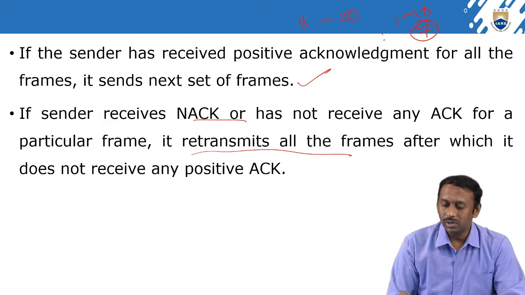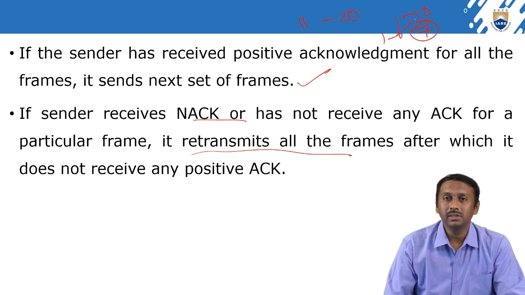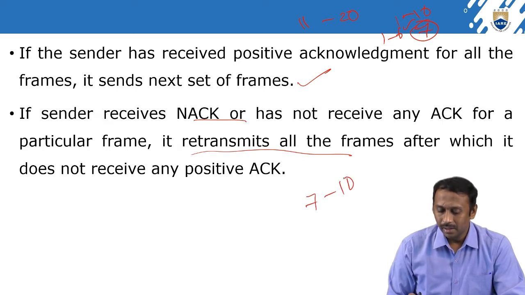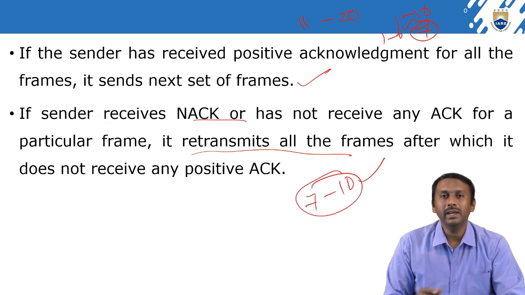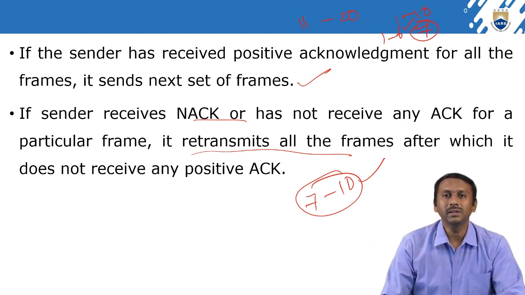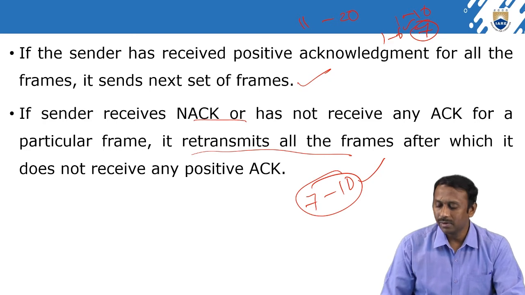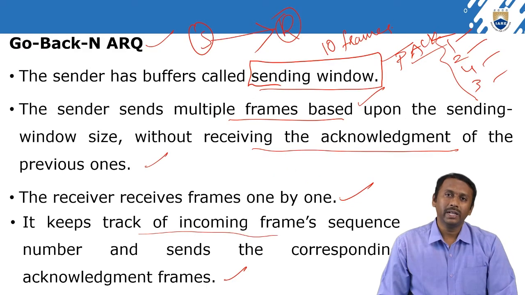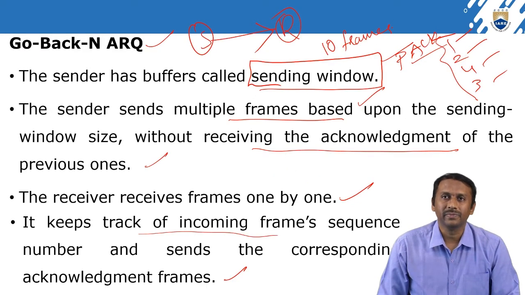So it retransmits the frames, since it does not receive a positive acknowledgement. Frames 1 to 6 are considered successfully received. When 7 is not received, frames 7 to 10 are retransmitted to the receiver. So this is the concept of Go-Back-N ARQ. Clear?